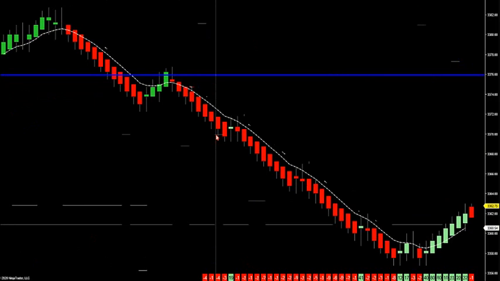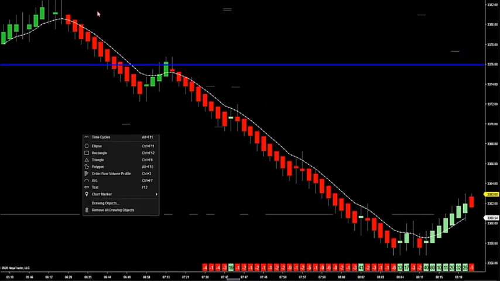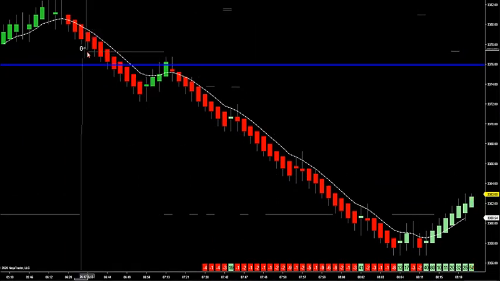Our moving averages were already in a downtrend. Our trend box is red in a downtrend. We had speed boxes showing we're going down. So what we need to do is we need to break through.